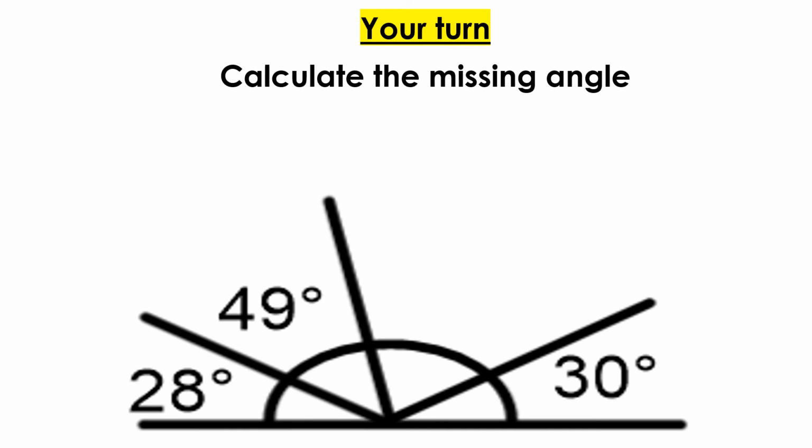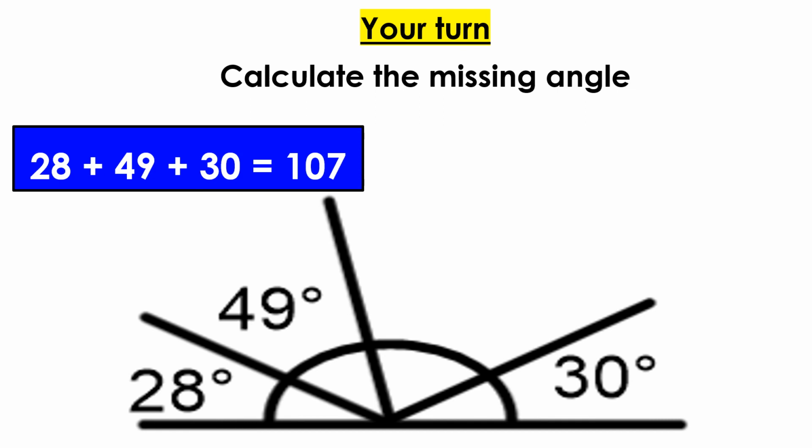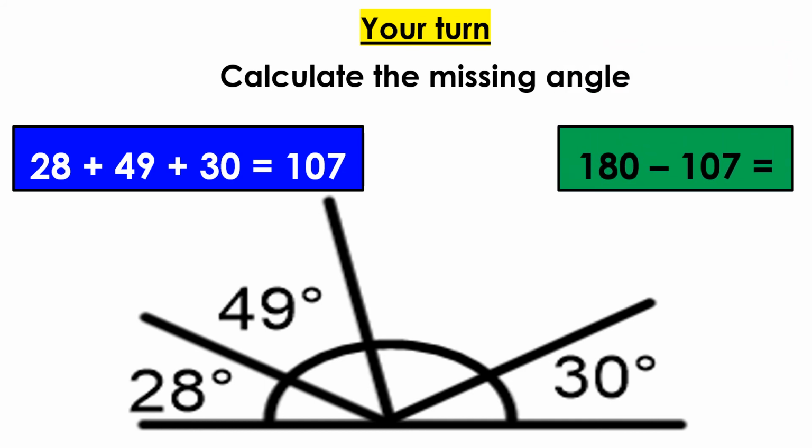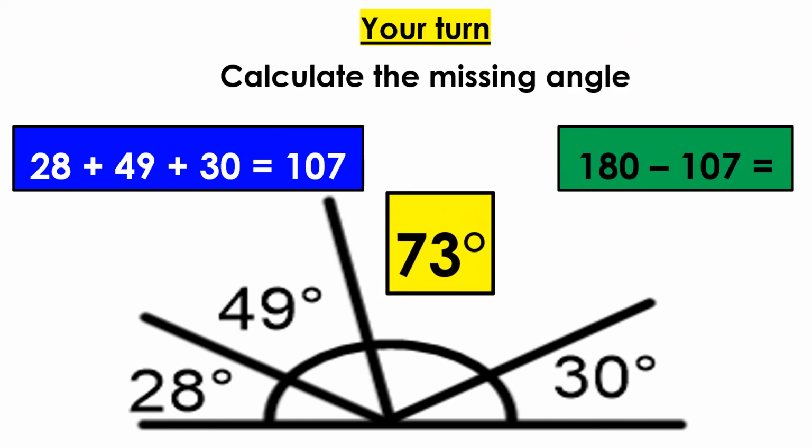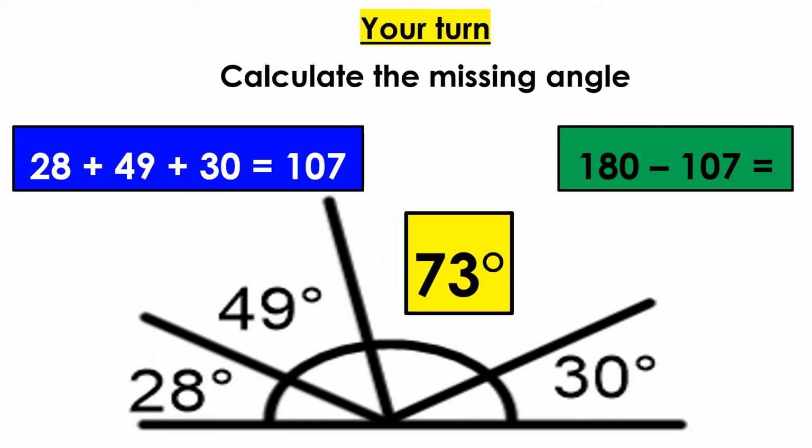Right, let's have a look and see how you did. So the first thing that you should have done is added the 3 angles that you have been given already. When you add them together, it gives you 107. Like we said so many times before, it's a straight line, so we know that 180 degrees, subtract the 2 numbers, and then you get an answer of 73 degrees, which is the missing angle.